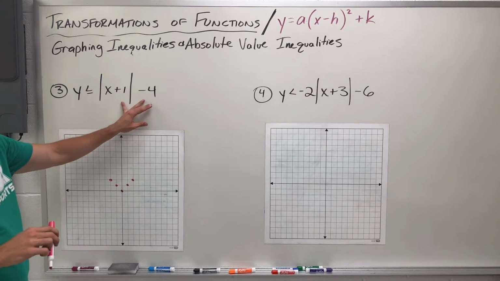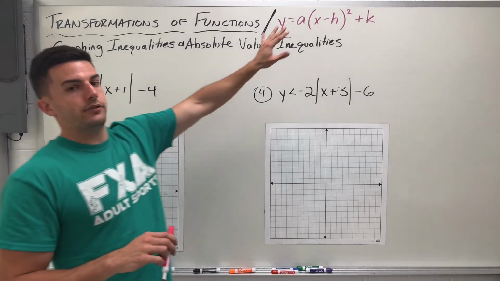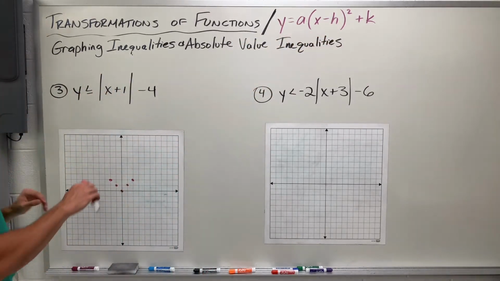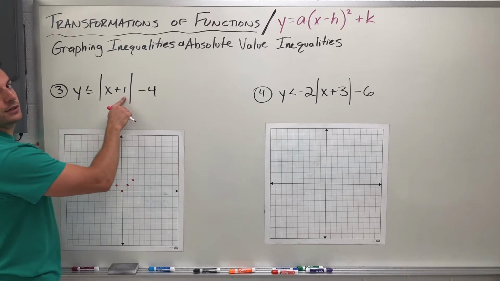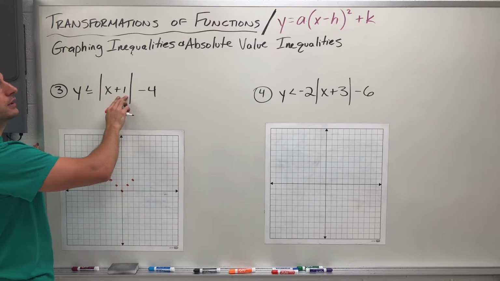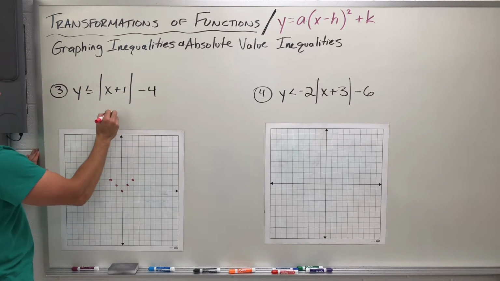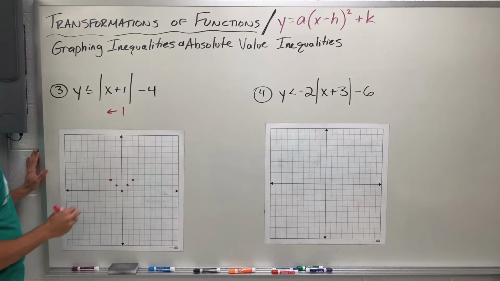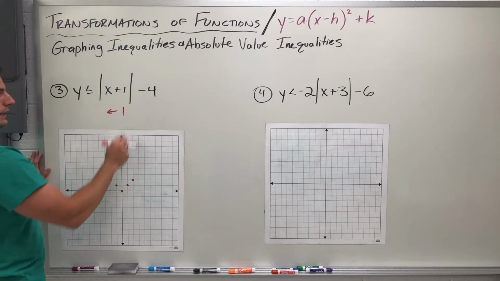So I look at this and I think, okay, how is that different? What extra values does this have compared to the parent function? And x plus 1, okay, in the group here. So plus 1, that would be an h value, and so that would mean I take this and I move it left 1, okay? And again, that's that origin point.